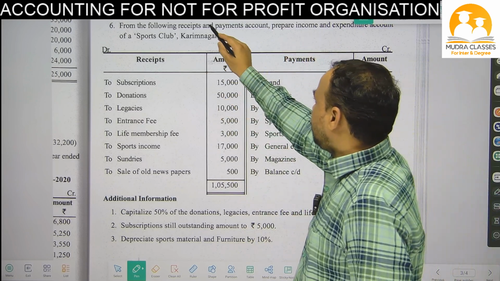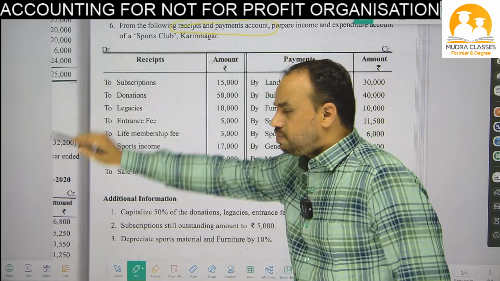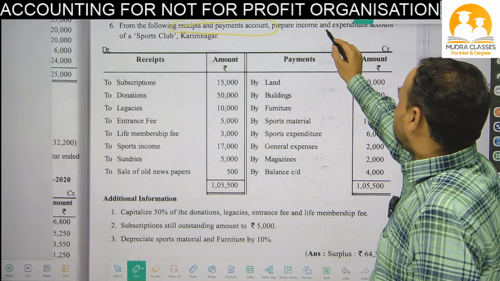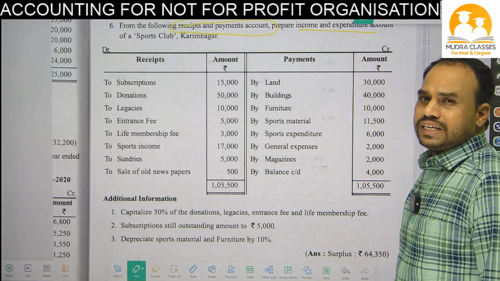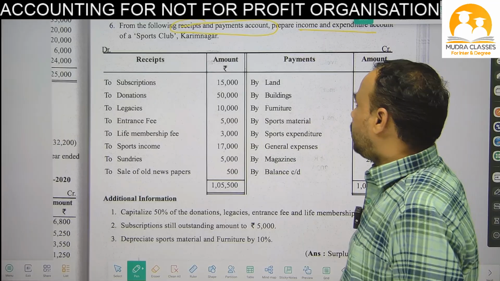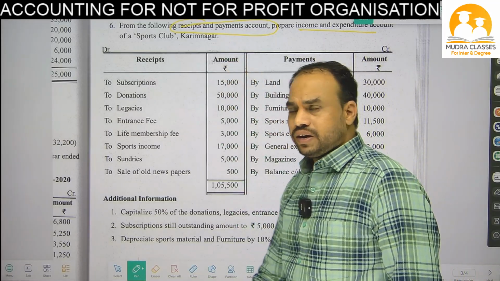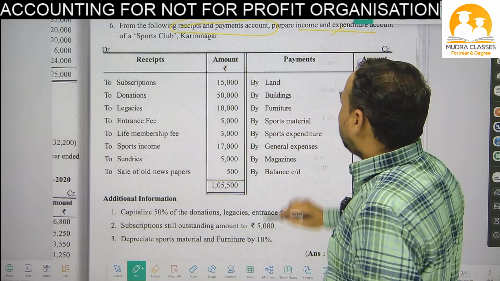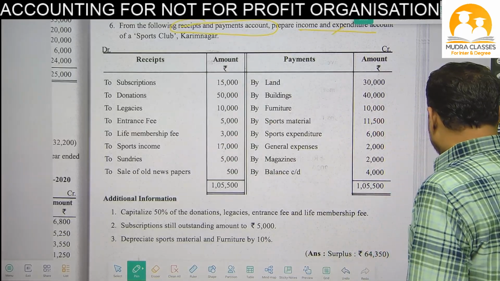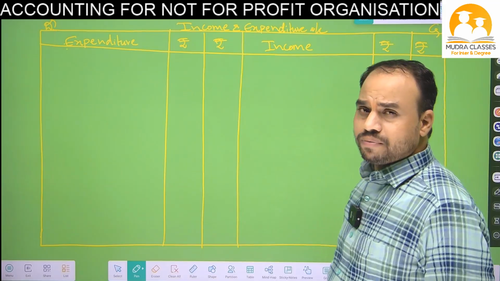So what is given, beta, in this question? In this question, receipts and payments account is given, and what is asked to prepare? Income and expenditure account. So here I have already drawn the income and expenditure account format.